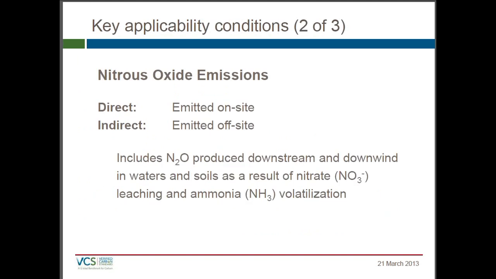Thank you. So the nitrous oxide emissions included in the calculations are both the direct emissions, emissions that are emitted on site from the project site where the fertilizer is applied, or indirect emissions. Those are emissions off site, beyond the project site, but as a result of the fertilizer application on the site. And this includes nitrous oxide emissions produced in waters and soils as a result of, for example, nitrate leaching and ammonia volatilization. Next slide, please.